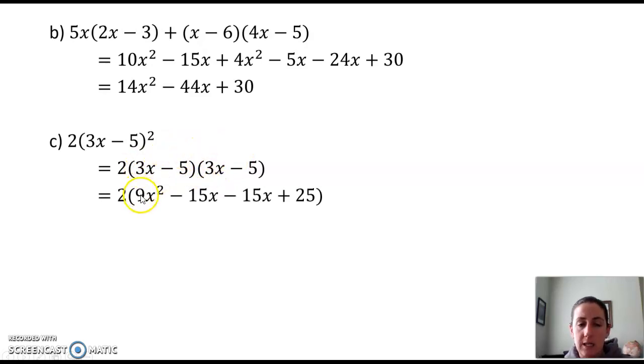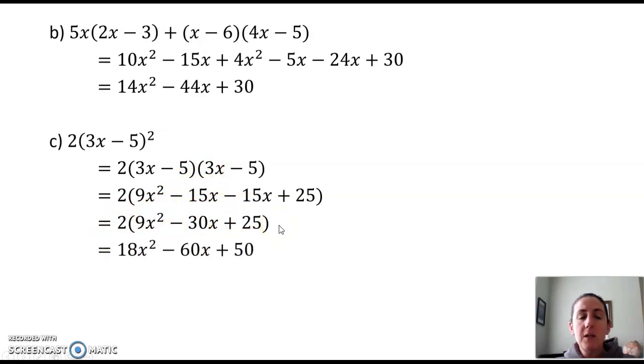3x times 3x is 9x squared. 3x times negative 5 is negative 15x. Negative 5 times 3x is negative 15x. Negative 5 times negative 5 is a positive 25. Then I'll combine my like terms. These negative 15x minus negative 15x's becomes a negative 30x. And now I'll distribute my 2. If you had distributed the 2 to the first group first and then distributed the two groups together, you would have gotten the same 18x squared minus 60x plus 50.